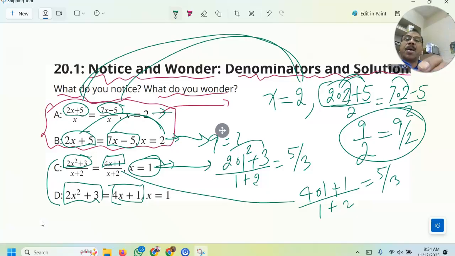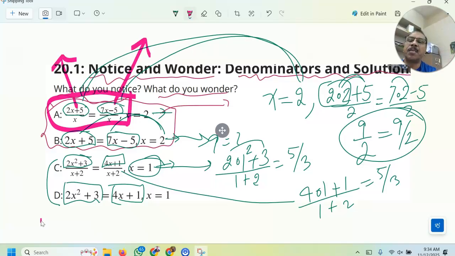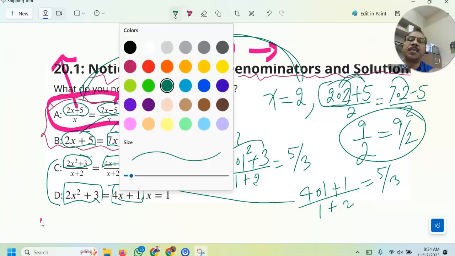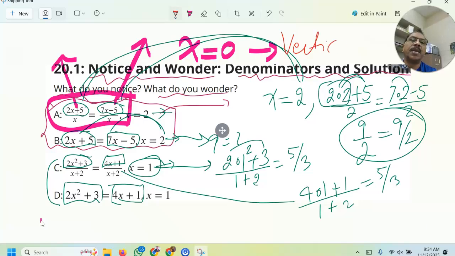Now, if you remember the vertical asymptote that we learned long back, for the first one, see this? These are rational equations because they have a numerator and a denominator which are polynomials. And for the first one, the denominator is just x, and if I put x equals 0, it is undefined. So that is the vertical asymptote.